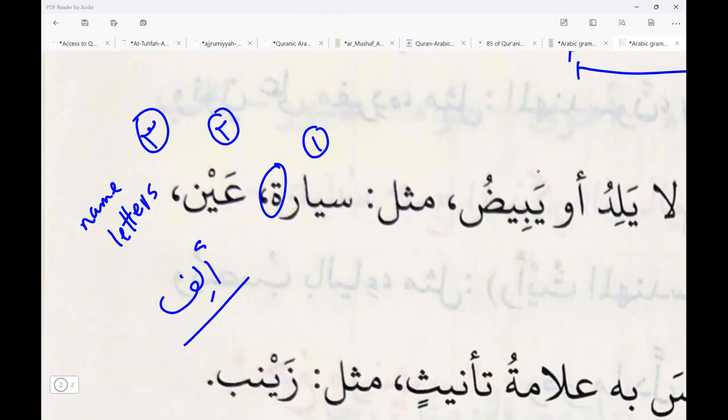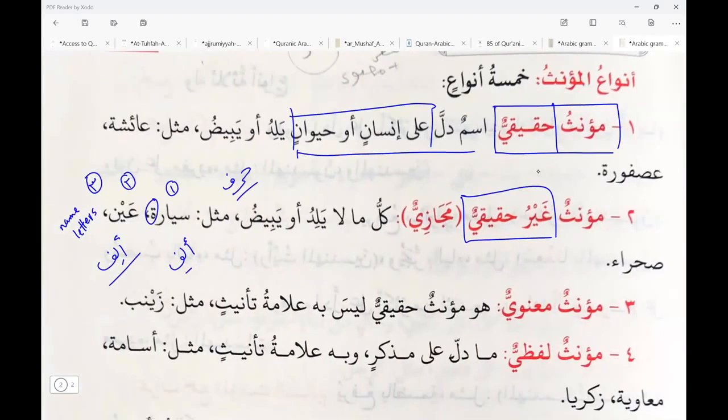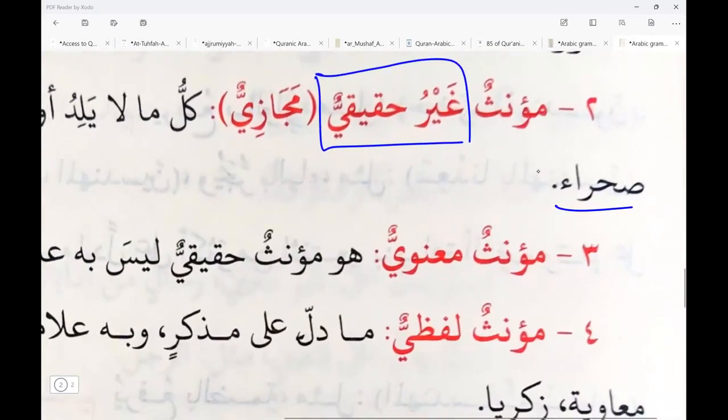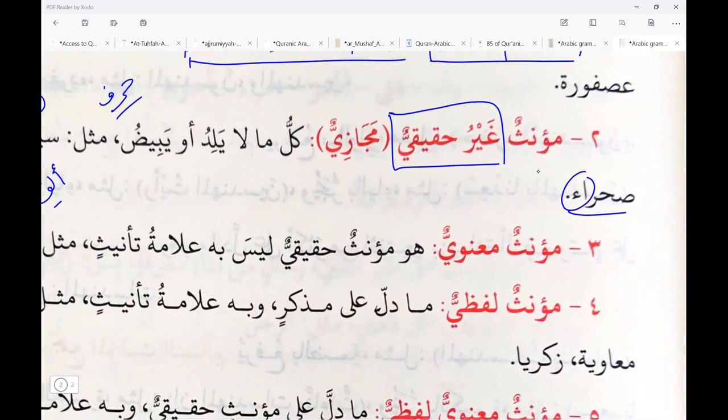Ta is muannath. You understand? So when you describe harf, well, harf is mudhakkar. But when you say alif, that is muannath. The name of the letter is muannath. So keep that in mind. Otherwise, you'll be confused: why are you describing with feminine adjectives? Makes sense? And we say Sahara, and this one is muannath because we have alif and hamza.